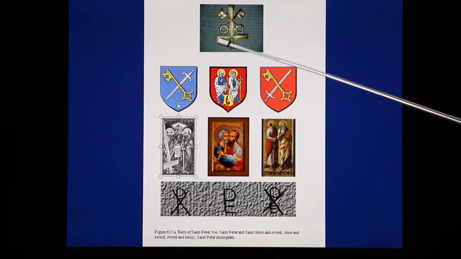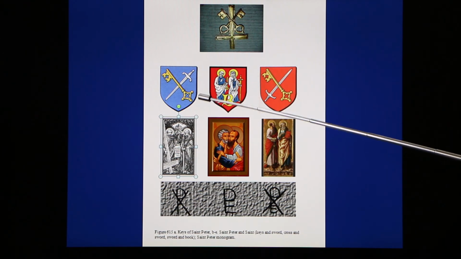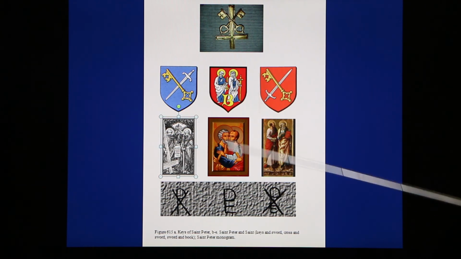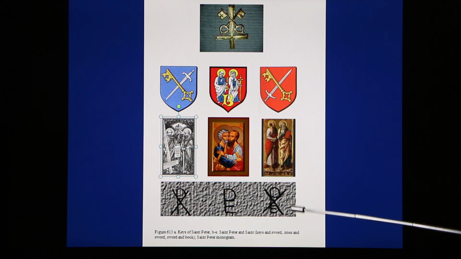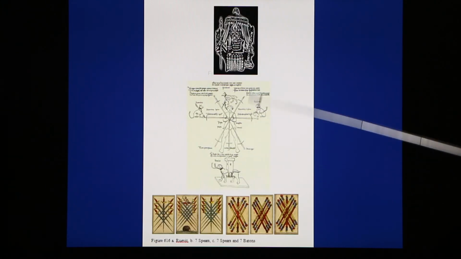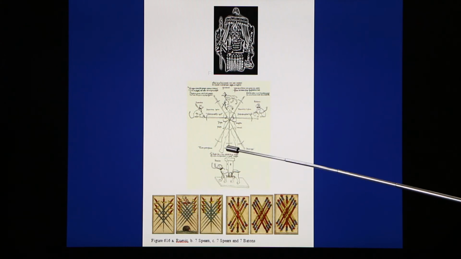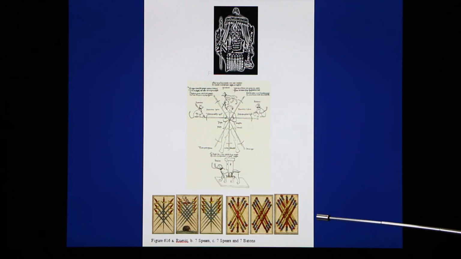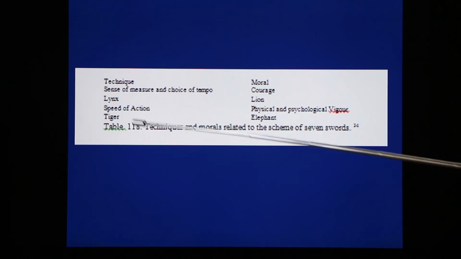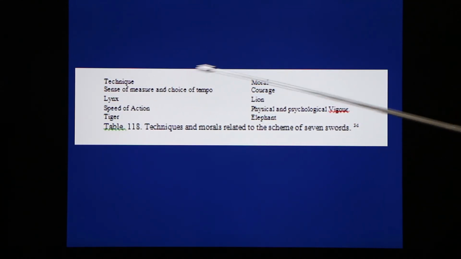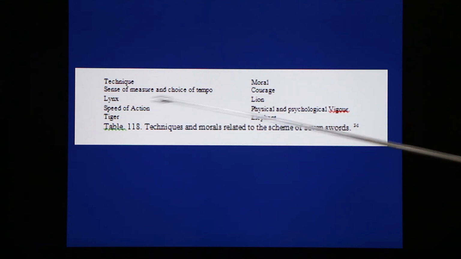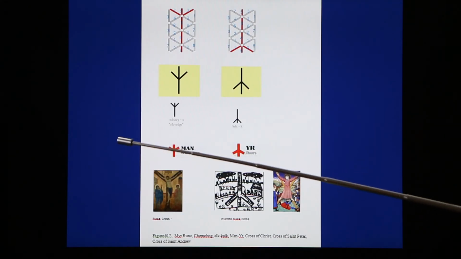Or I can take the cross and put on the cross two sets of keys. I can take a cross and a sword, and I have the symbols of Peter and Paul, which I can combine in different forms and then in different kinds of letters. Or I can make two kinds of swords and link them to the various directions. I can use them in the tarot cards like this. I can show this as a link between technique and morale, the sense of measure and choice of tempo and courage, the link on the lion, speed of action, physical and psychological vigor, and so on.